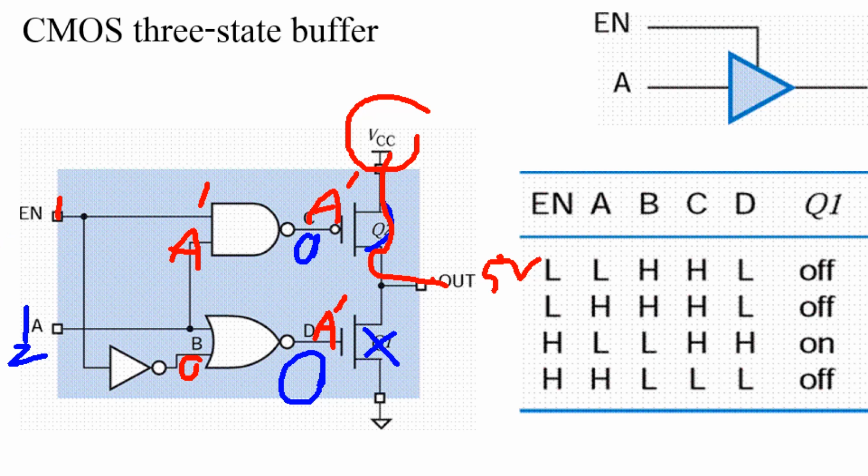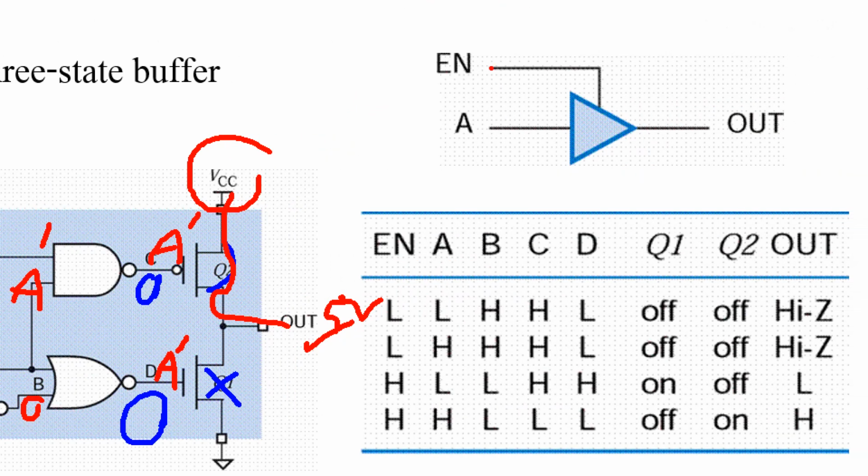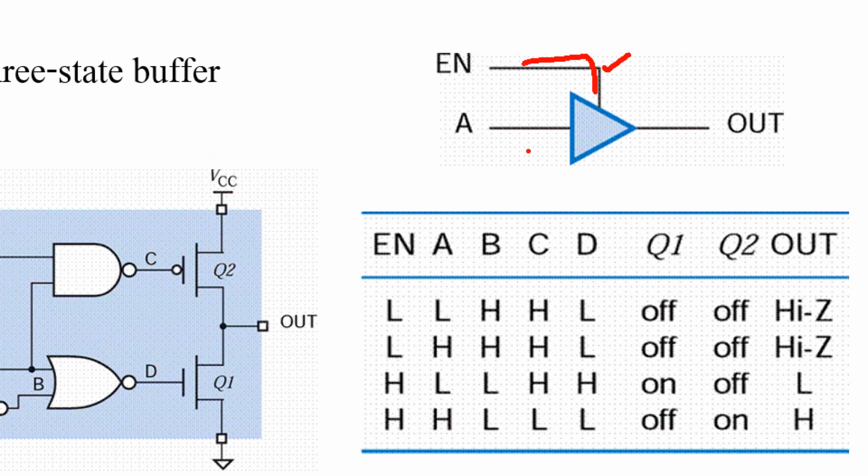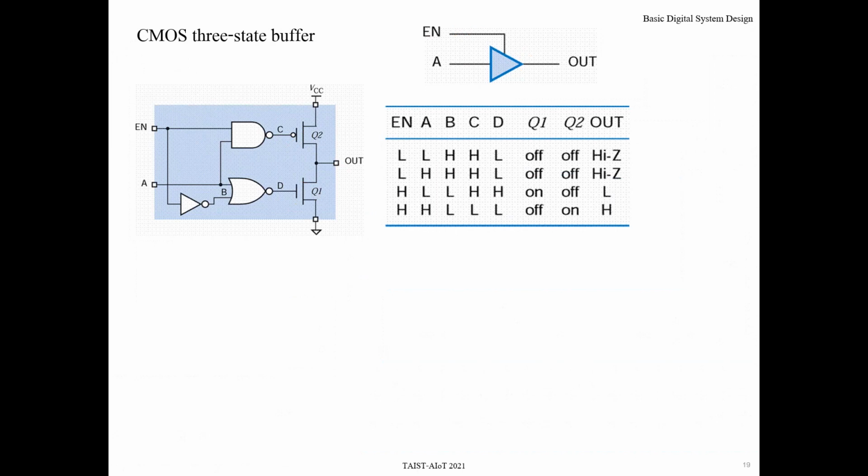That means when enable is 1, the output is the same as A. Namely, it's a buffer function, controlled by the enable signal. If enable is 1, the circuit acts as a buffer, namely, the value of A will go to the output. But when enable is 0, this one is off, this one is off. The output becomes high impedance, like an open circuit at this point. This kind of logic is called a three-state buffer. Namely, the output can have logic low, logic high, and high impedance.